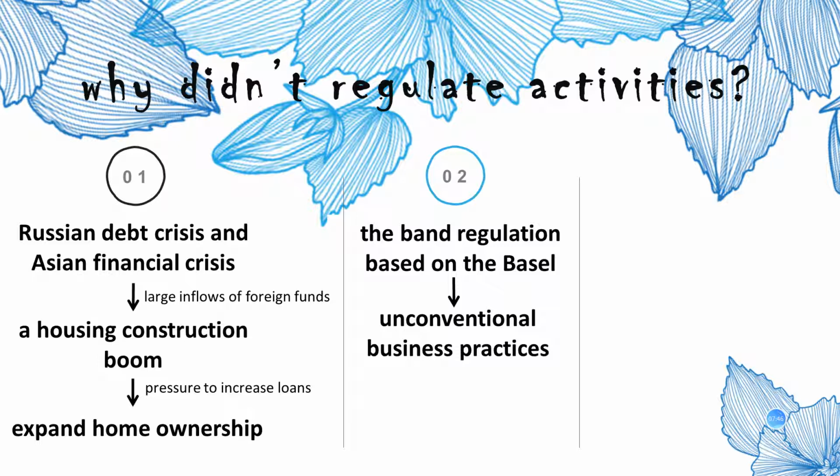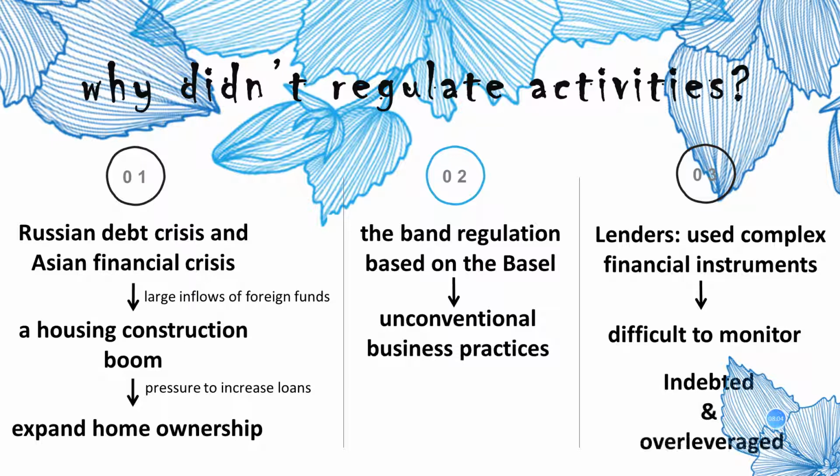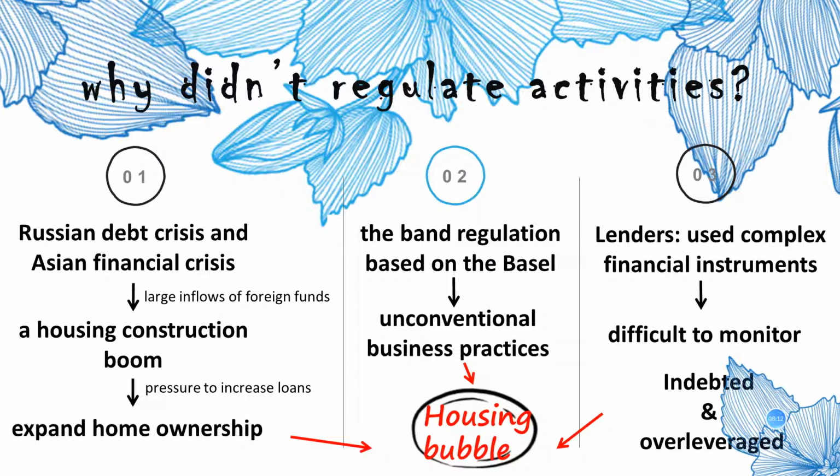They used complex financial instruments such as off-balance sheet securitization and derivatives, so that their activities and risks became very difficult to monitor. As a result, U.S. households and financial institutions became increasingly indebted and over-leveraged during the years preceding the crisis. These factors all contributed to the creation of the housing bubble.